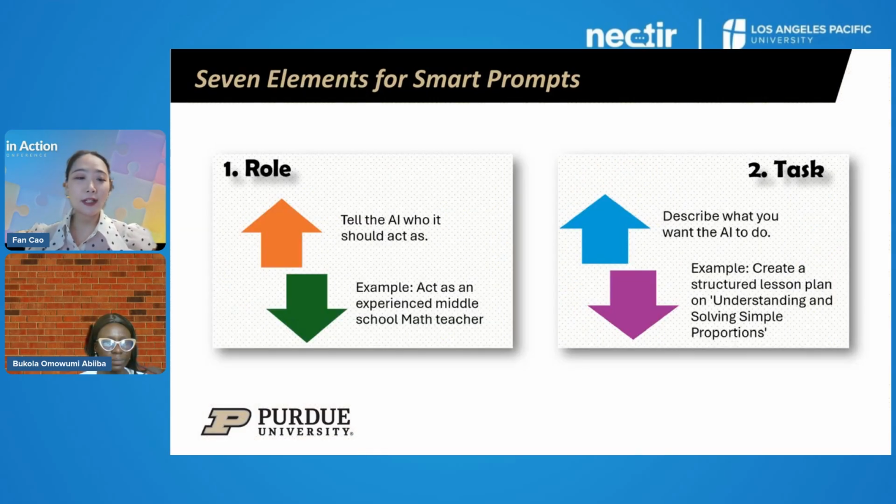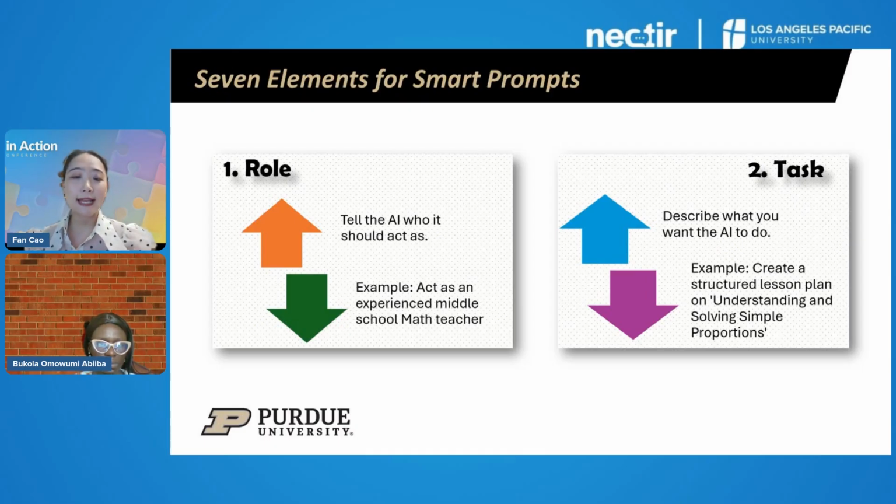So role is pretty straightforward. Just tell AI who it should act as. I'm going to use the lesson plan as an example, so the example here I put is: act as an experienced middle school math teacher. And actually, if you use AI pretty frequently nowadays, you don't have to tell it its role every time, because it knows you very well. It knows your role.